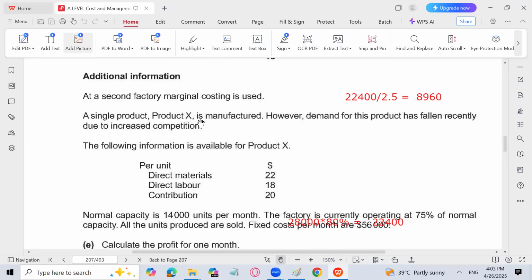A single product X is manufactured. However, demand for this product has fallen recently due to increased competition. The following information is also available for product X: direct material, direct labor, and contribution are also given. So we can find the selling price, contribution plus cost. Have we done that question? 20 plus 60 is the selling price. Have we done that question?